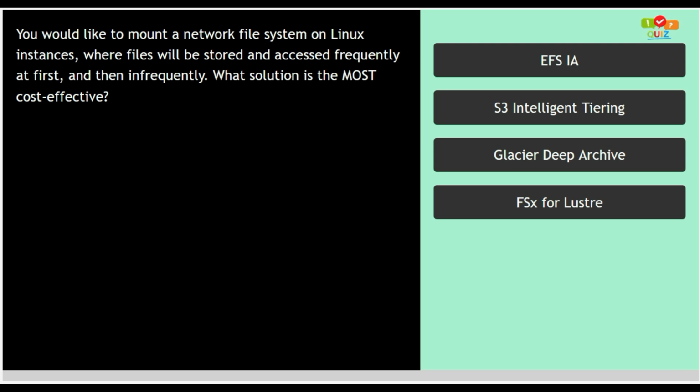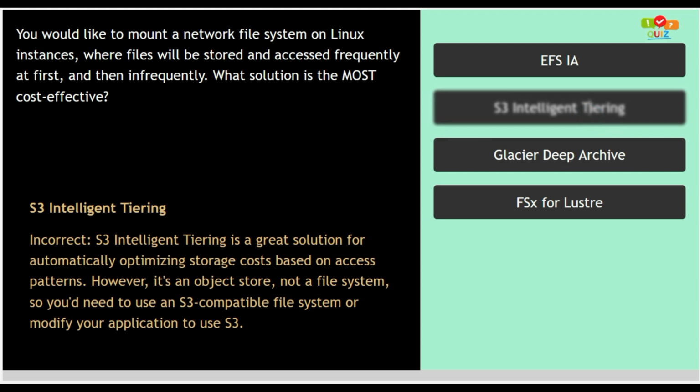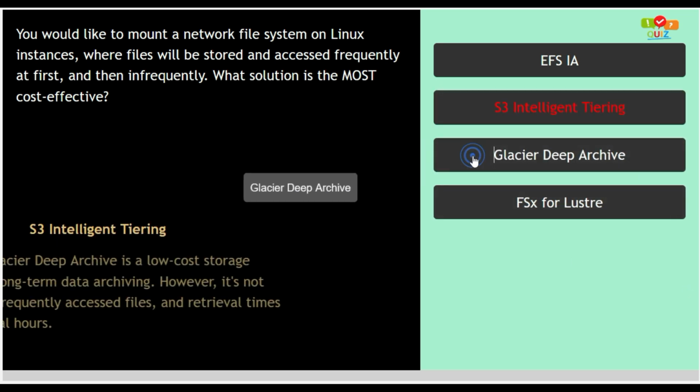Time up. Now let us analyze the answers. Option 2, S3 intelligent tiering. This option is incorrect because S3 intelligent tiering is a great solution for automatically optimizing storage costs based on access patterns. However, it is an object store, not a file system. So you would need to use an S3 compatible file system or modify your application to use S3. So option number 2 is the wrong answer.